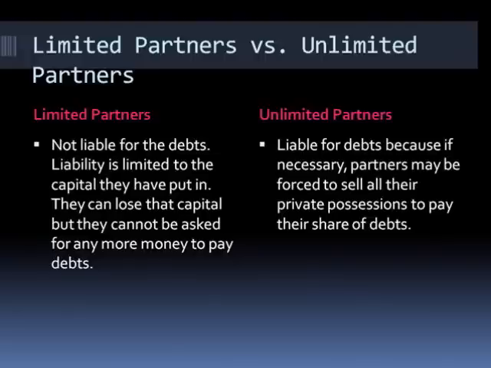Let me give an example now. If you are a limited partner, it is only the money that you invest you will lose. You won't be losing your house, car, or any private possession. However, if you are an unlimited partner, you will lose both the capital and your private possessions. So there's a main difference, my friend, between limited partners and unlimited partners.